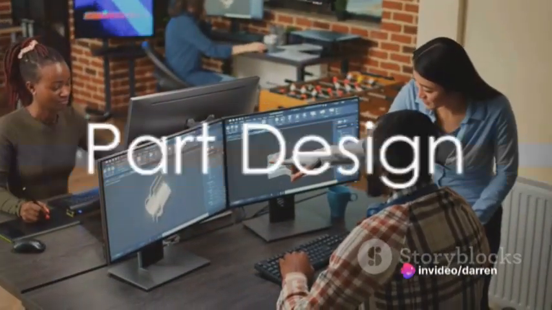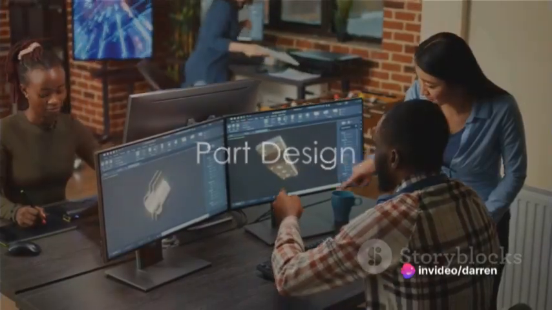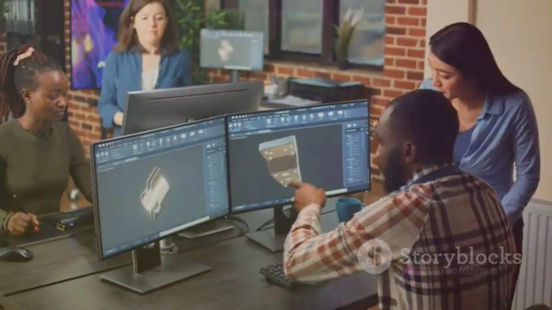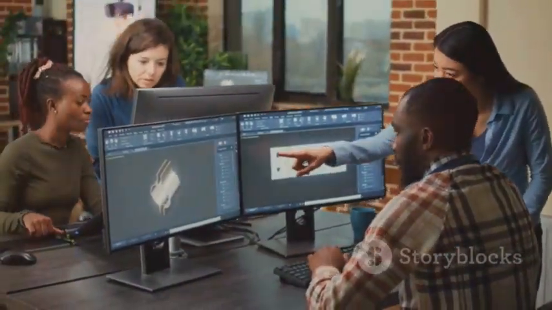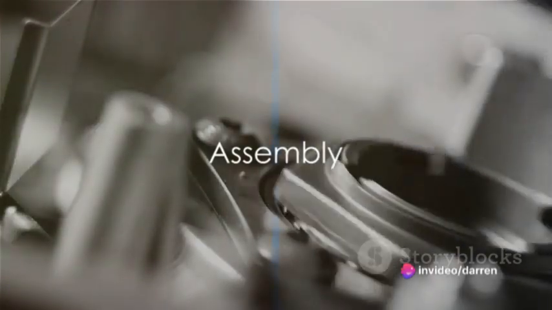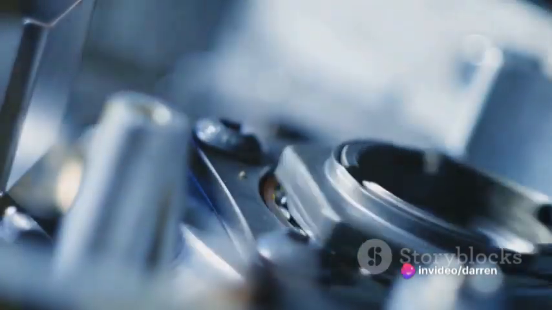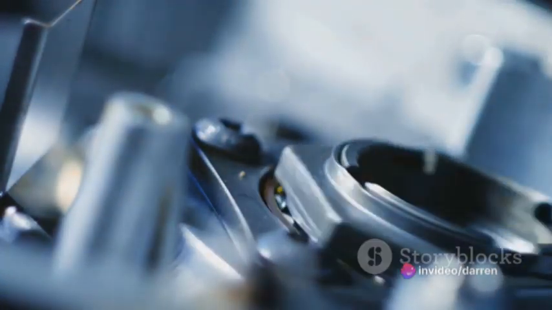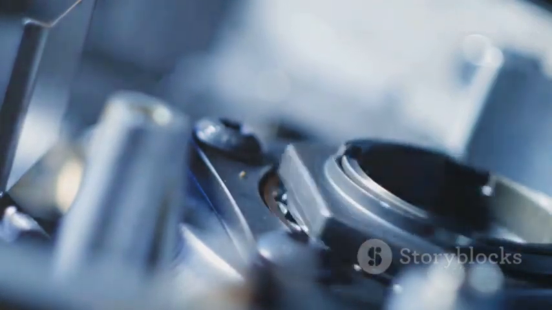The focus then shifts to part design. Here, individual components of the mechanical product are detailed, with each part given specific dimensions, tolerances, and material properties. Next, these individual parts are assembled into a complete three-dimensional assembly. Relationships and constraints between parts are defined, ensuring an accurate fit and function.